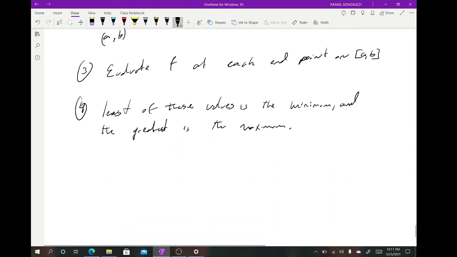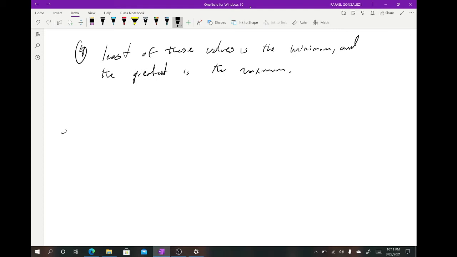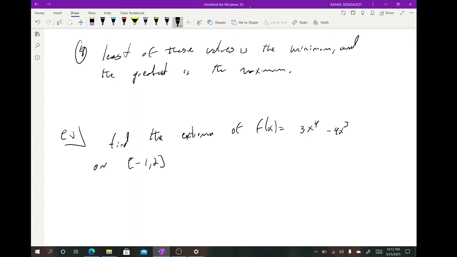Okay, so let's do an example. Let's find the extrema of f(x) = 3x^4 - 4x^3 on the closed interval from -1 to 2. Notice here I don't have a picture of this. I could graph it, it's not too difficult, but we will solve this without having to look at a graph.